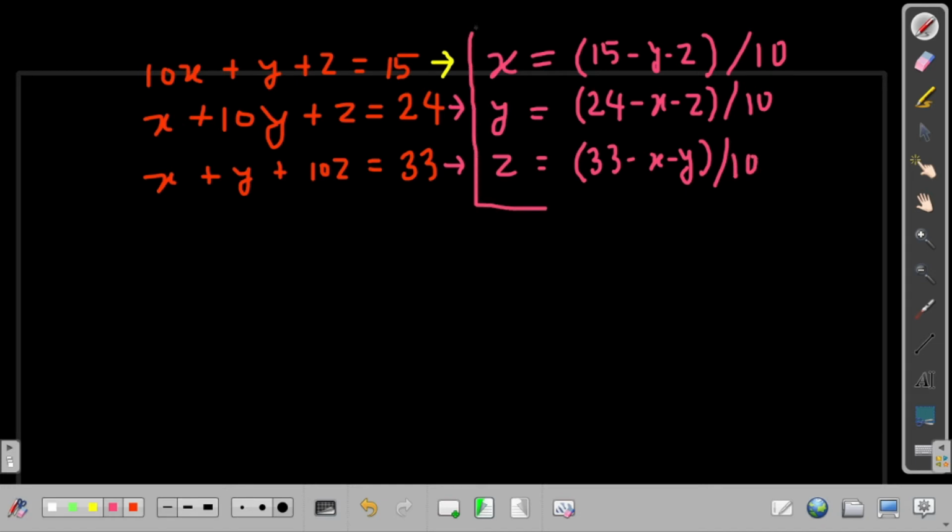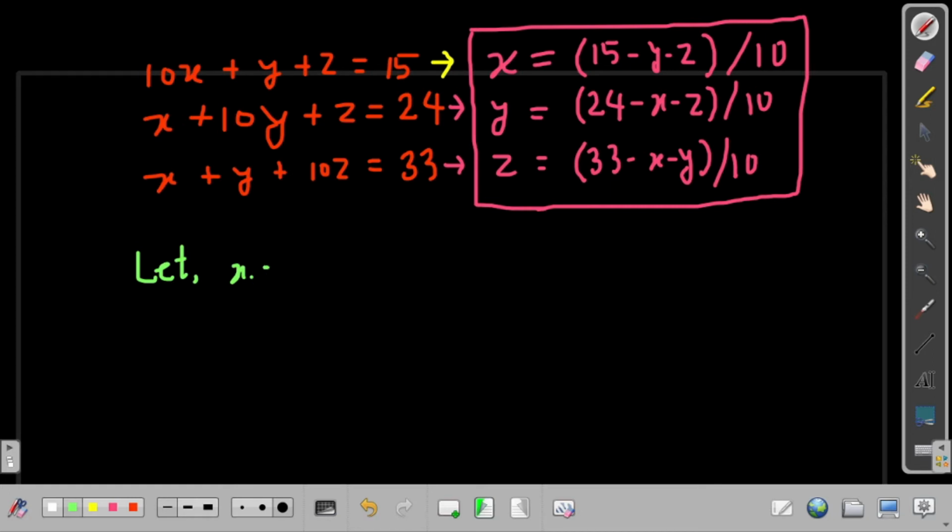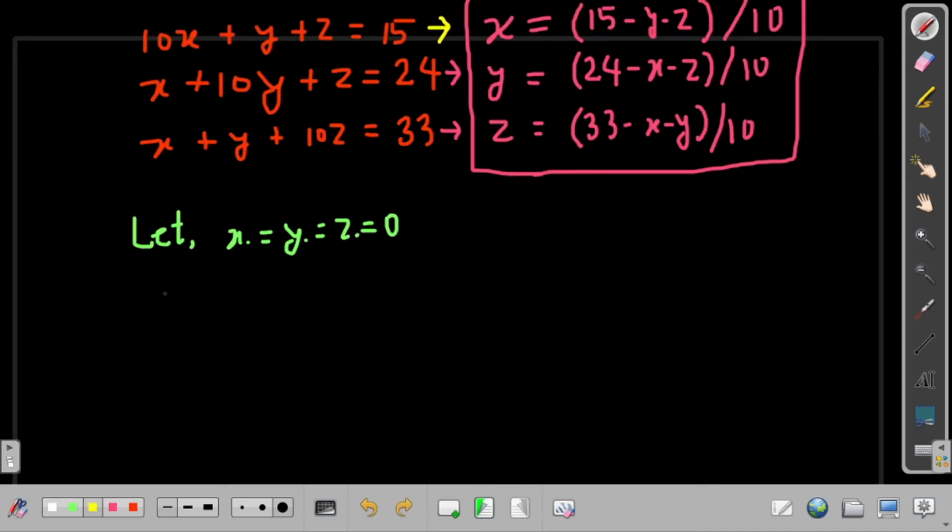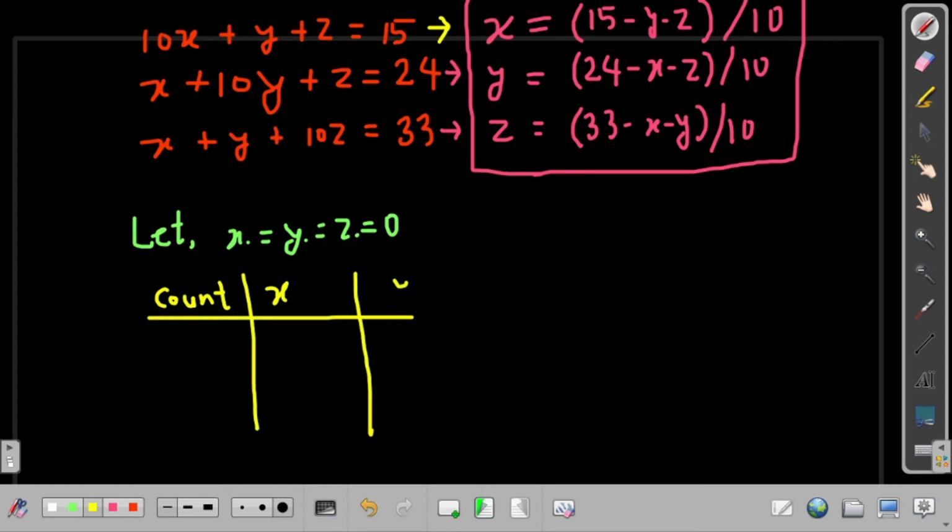Now we will use these expressions in successive iterations, and before that we have to decide the initial values for x, y and z. So let x naught equal y naught equal z naught equal 0, let's say. First you can write the iteration count, value of x, value of y and value of z. For the initial guess, we guessed the value of x is 0, y is 0 and z is 0. In the first iteration, x1 will be equal to 15 minus 0 minus 0, that is 15 by 10, that will be 1.5.